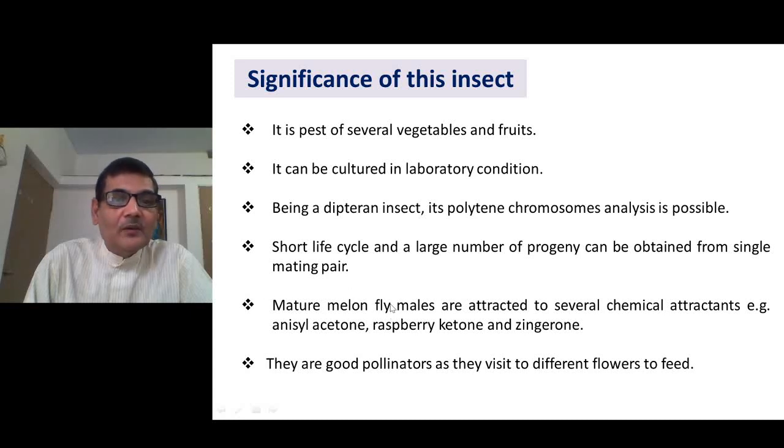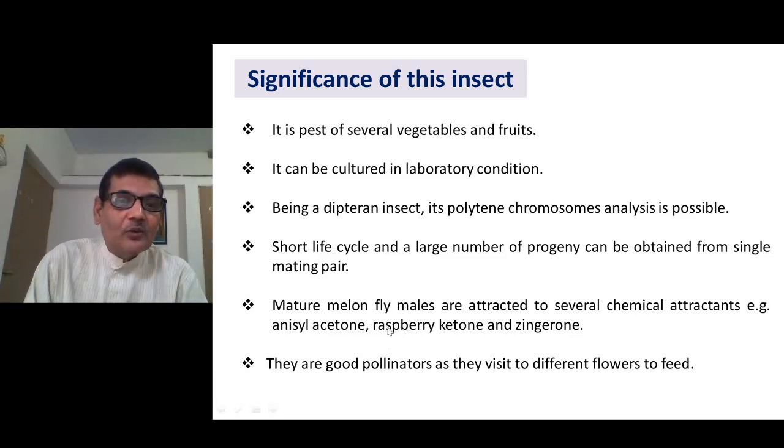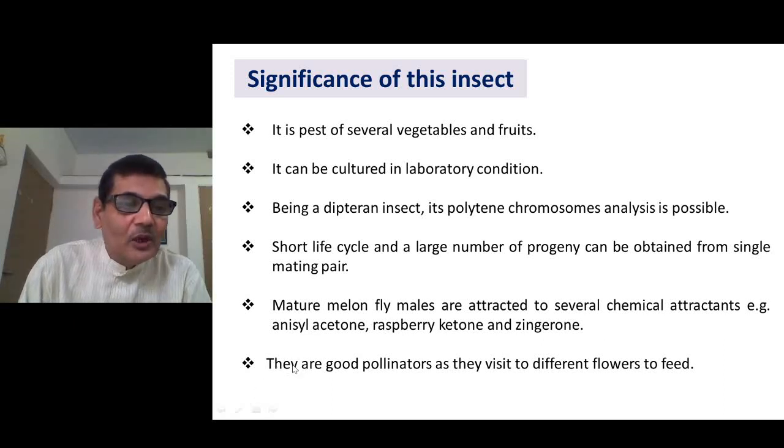The mature melon fly males are attracted to several chemical attractants because a mature female releases pheromones. So chemicals similar to such pheromones are known and could be used to attract males, like anisyl acetone, raspberry ketone, and zingerone. These are the chemicals which are actually used to attract the male individuals, and if they are attracted, then they could be used for study purposes, or they could be killed so that the females will not be able to mate with them. So this is another important use of it, that by using some chemicals they could be trapped.